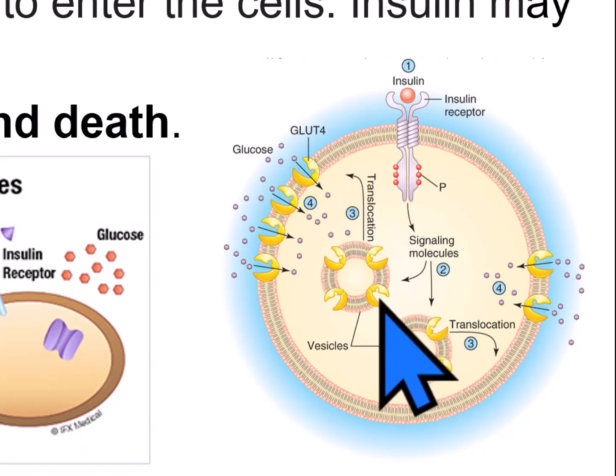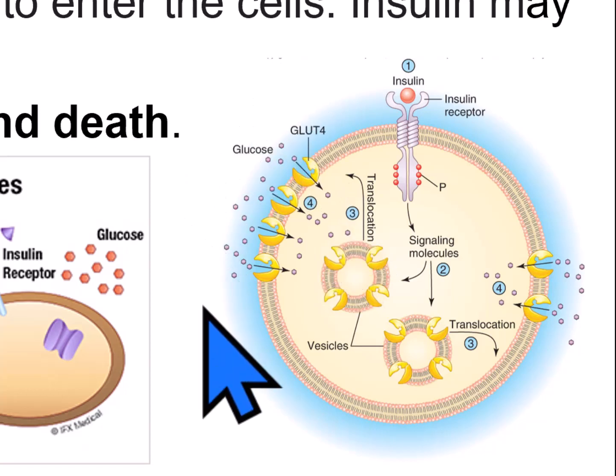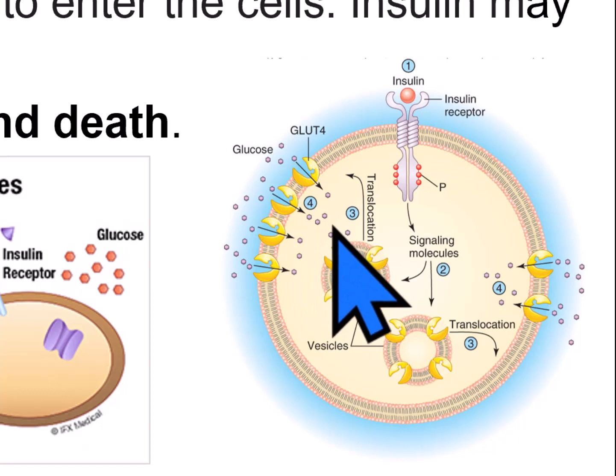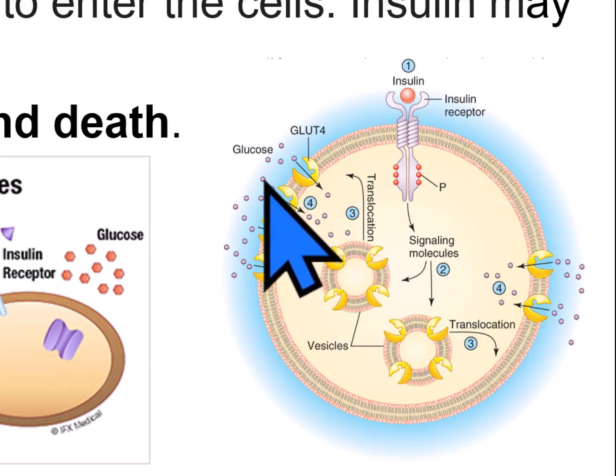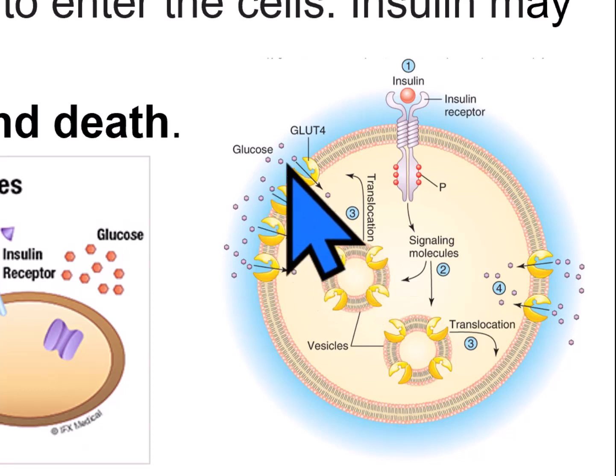What's going to stimulate the vesicles to put these into the membrane so that the glucose, which is higher outside the cell, can move through these transporters to inside the cell, thereby lowering the blood glucose level. And there are a number of cells that require this glucose transporter number 4 to move glucose in, and it moves it in by a process called facilitated diffusion.